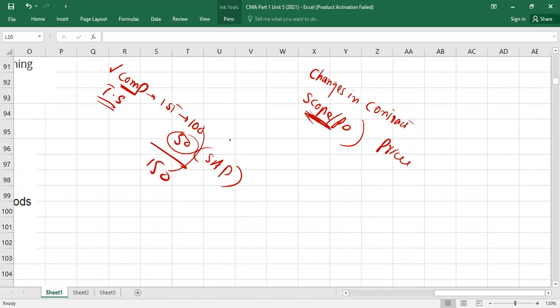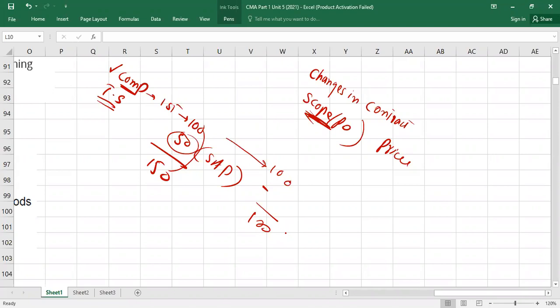Or I can do it this way also. The initial contract was only 100 for the computer, and I told you I will provide you technical support free of cost, and the new price will also be 100. Tell me what happened here. Scope has changed, or price has changed, or both have changed. In the second example, scope has changed, but in the first example, scope plus price both have changed. So this is called contract modification.